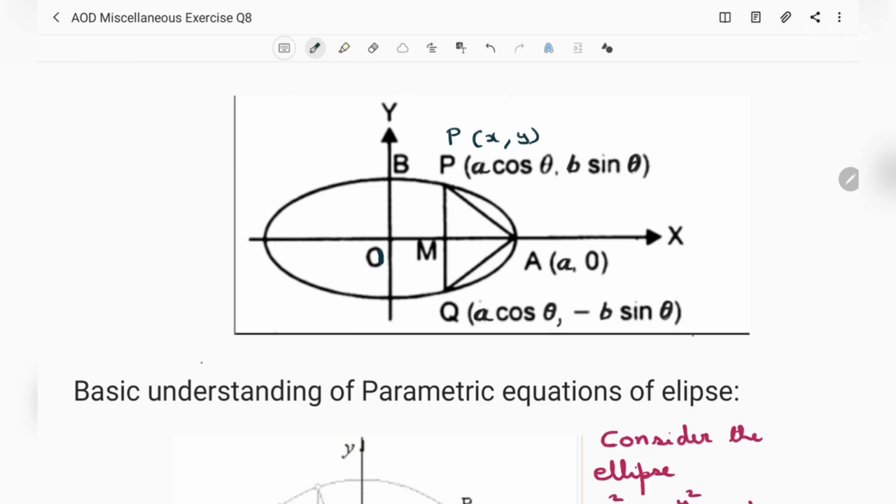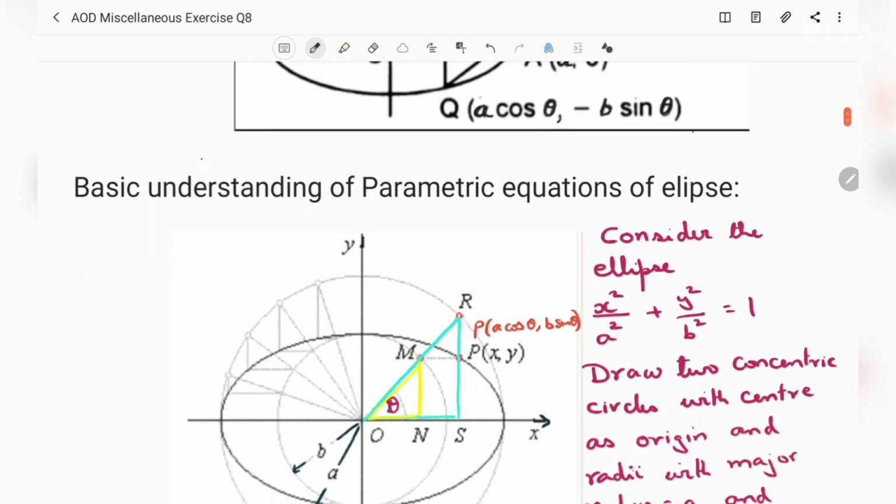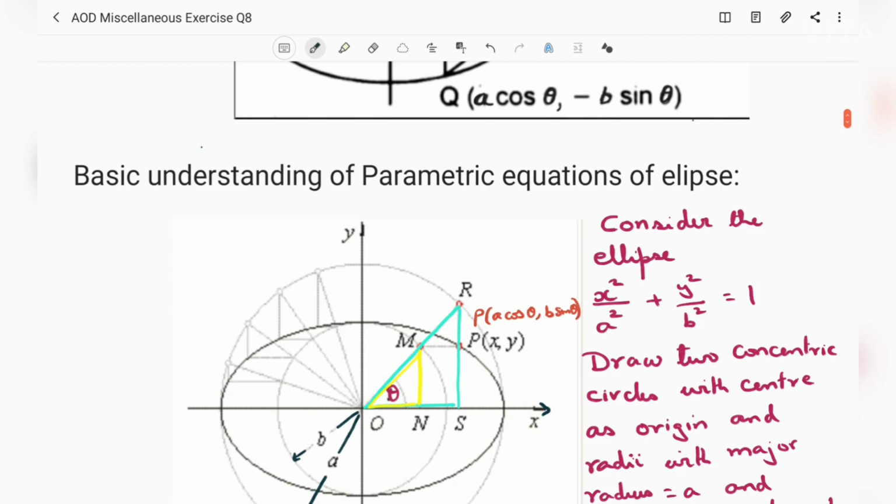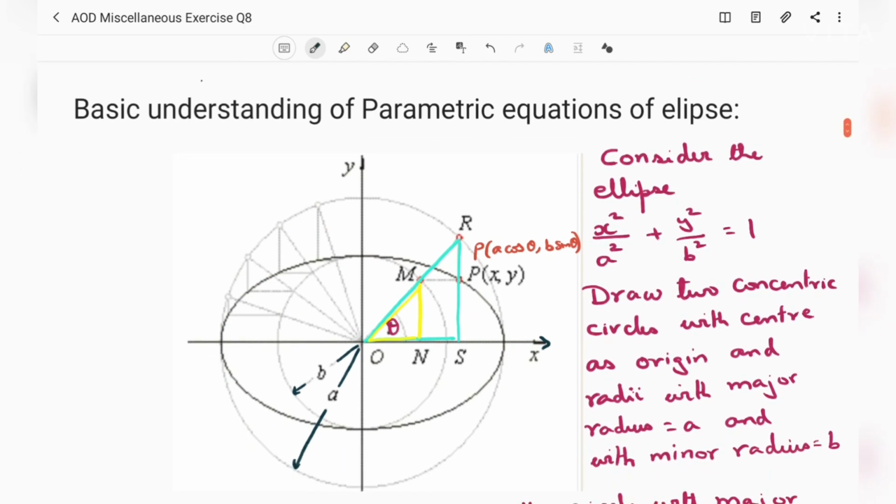Now, let us have a basic understanding of what this theta is. So, let us see the basic understanding of parametric equations of the ellipse. Consider the ellipse x square by a square plus y square by b square equal to 1. Draw two concentric circles with center as origin and radii with major radius as a and minor radius as b.